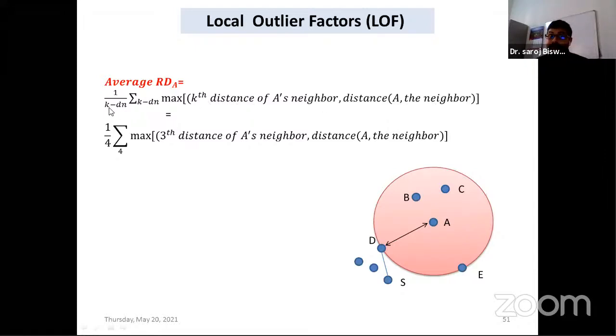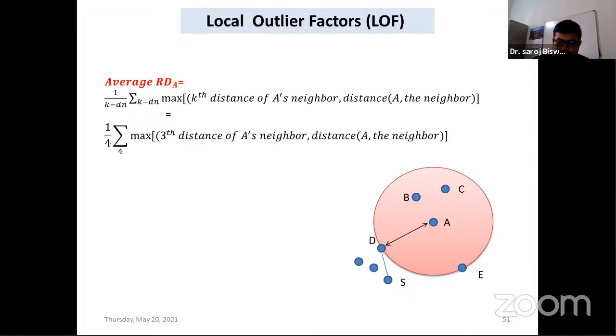Similarly, as we have k distance neighbors, the size is 4. That's why we need to do 1 by 4, summation of 4, and each time we are going to find the reachability distance. The reachability distance is which one? Out of these and these, the maximum one. Already we have talked about it. So in that way, we can calculate the average reachability distance. Once we can calculate the average reachability distance, then everything becomes much easier. So our target is up to here. If you can calculate that, then you won't have any problem in calculating the LOF score.